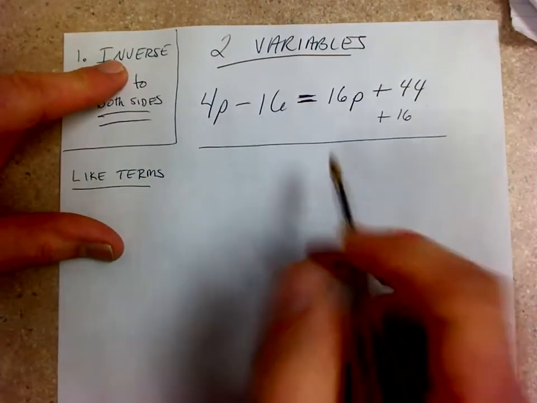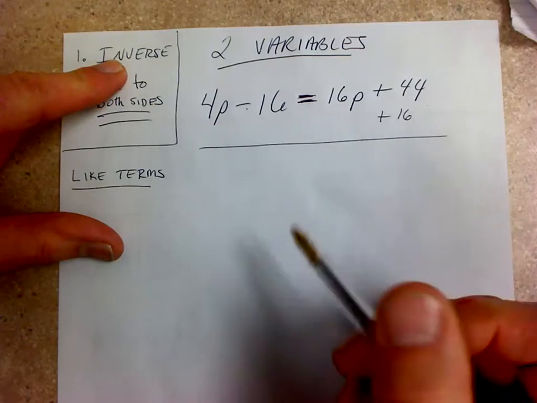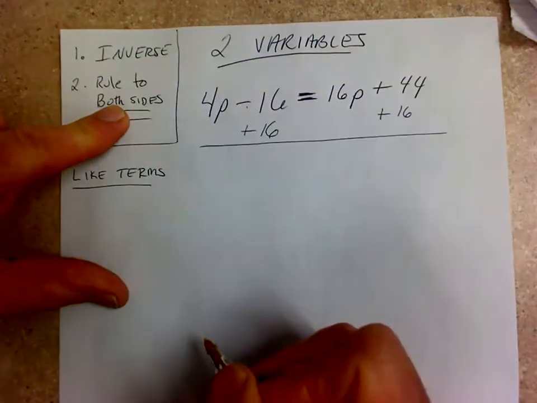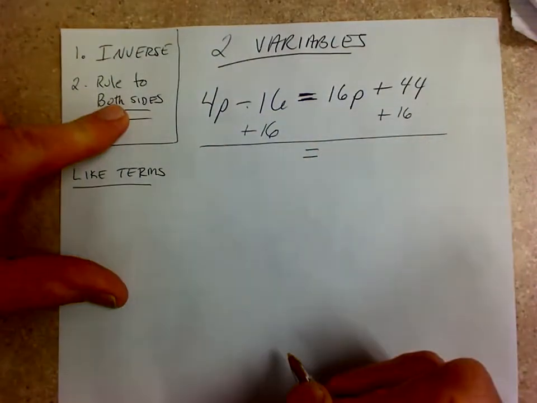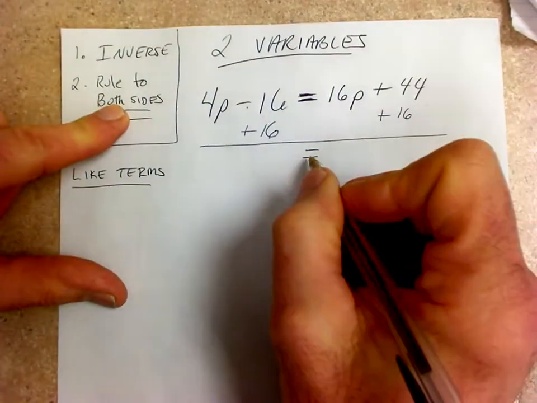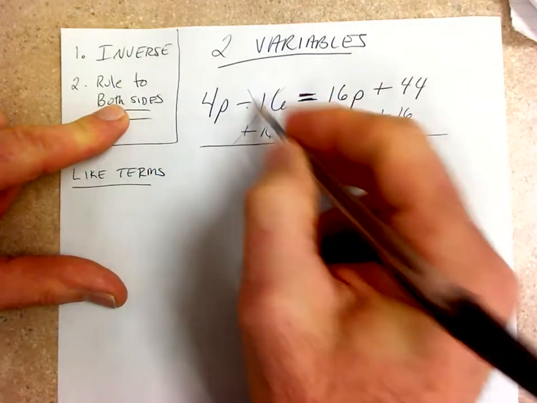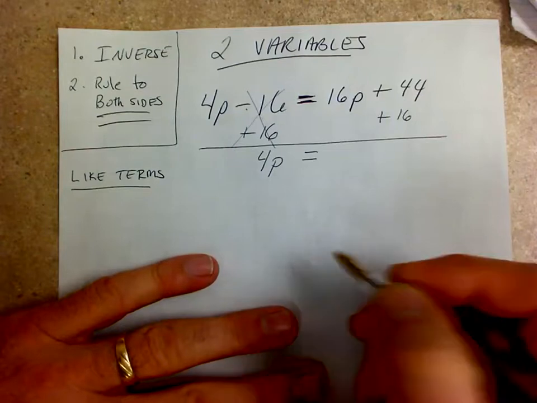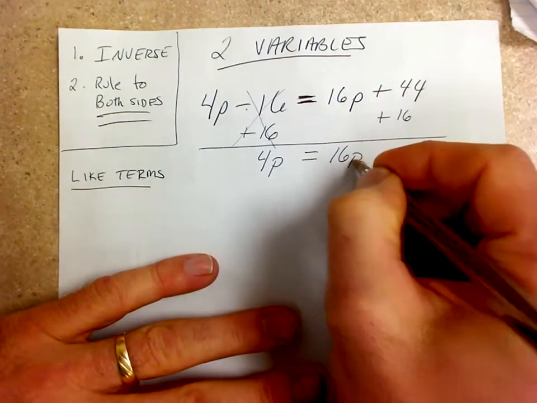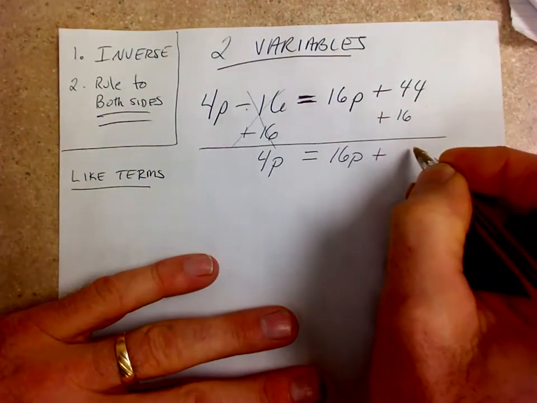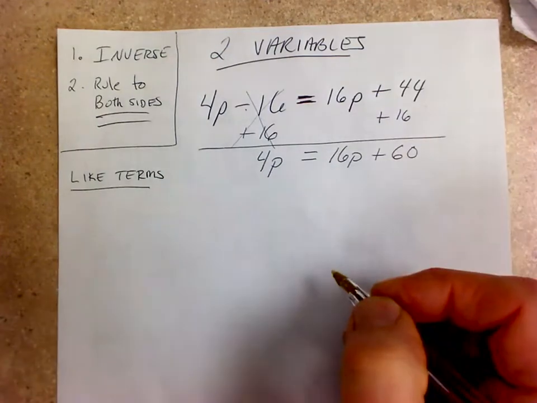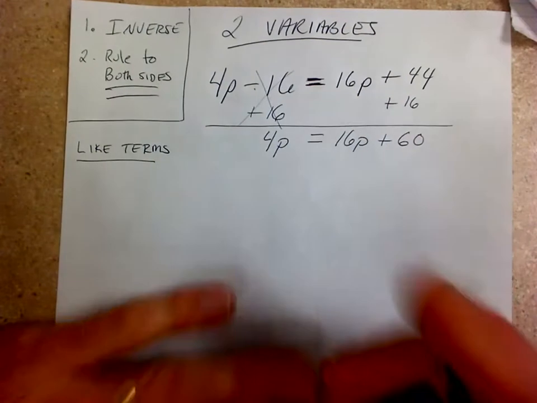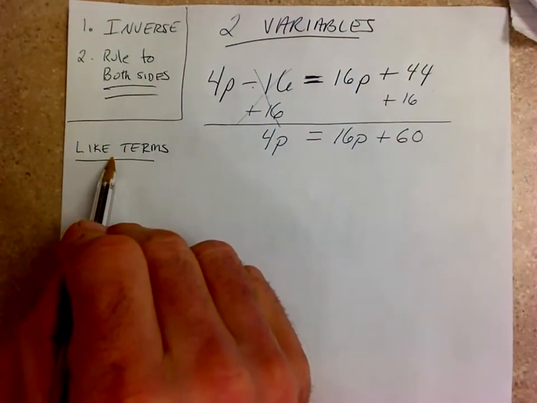I'm using my inverse. The inverse to minus 16 is to add 16. I need to apply that rule to both sides. In front of the equal sign now, those are going to cancel each other out. So now we just have 4p. After the equal sign, we have 16p plus 60. We still have like terms to do here.